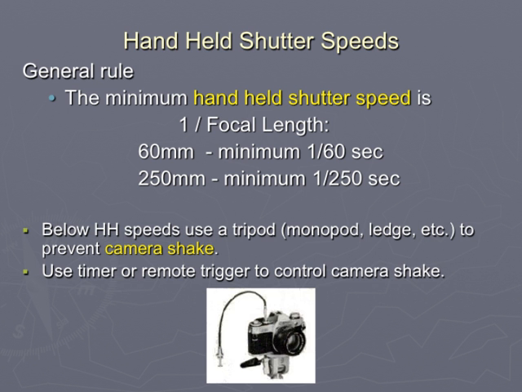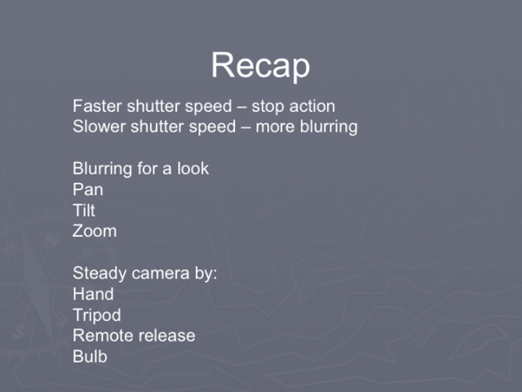So to recap what we've been talking about, faster or shorter shutter speeds will tend to stop the action. Slower shutter speeds will tend to show more blurring in the picture. Sometimes we use those slower shutter speeds and blurring to create a look to the photograph. In some cases we may pan the camera or tilt the camera or zoom in with the camera to be able to create that blurring look.